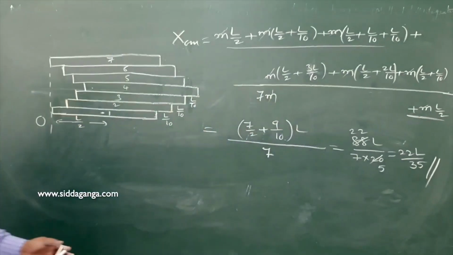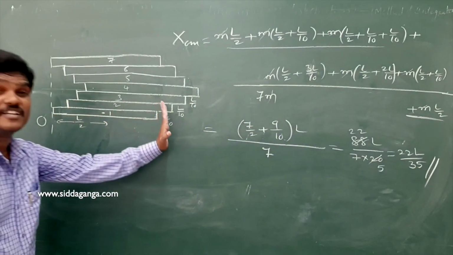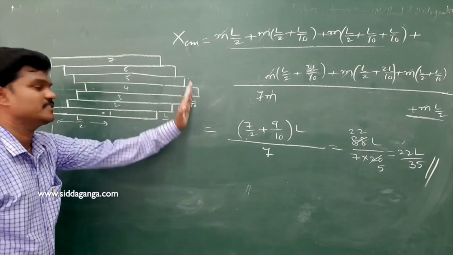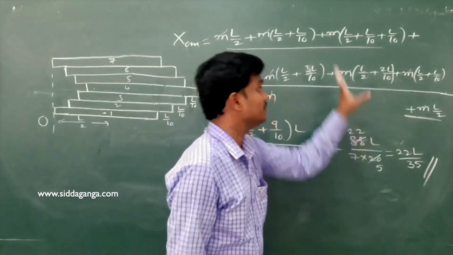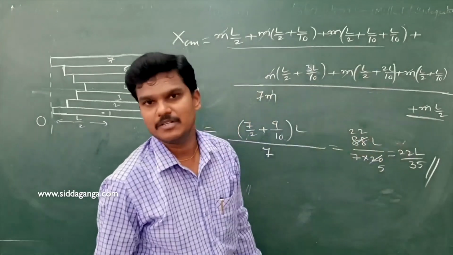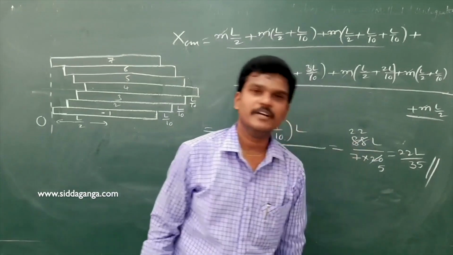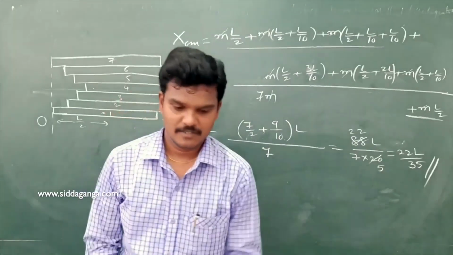So here you identified L by 2, next one extended by L by 10, L by 2 plus L by 10, next L by 10, L by 2 plus L by 10 plus L by 10. So simplify this one, verify the calculation, you will get some number. Okay, now I got 22 L by 35. Check the calculations.